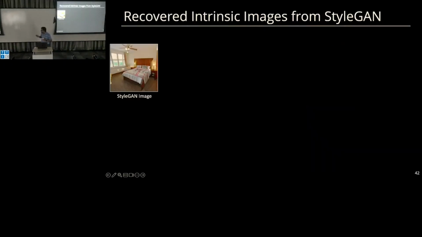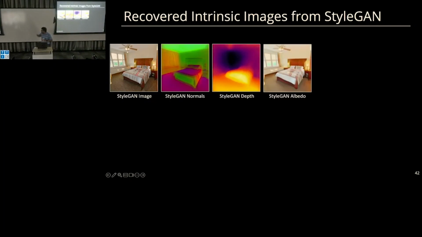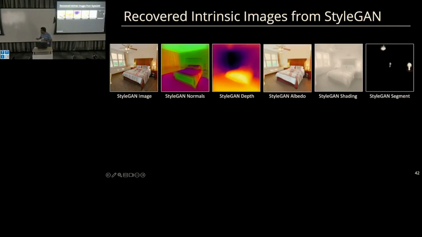So here are results. First, I want to show recovered intrinsic images from StyleGAN. Normals and depth are geometry effects where different colors represent different things. The magenta color that you see here means that the pixels are pointing upwards. Green means that for the ceiling, it's pointing downwards, and so on. For the depth, the bright color means it's closer to the camera. The darker color means that it's farther away from the camera. The albedo is a light independent effect. Shading is a light dependent effect, and we can also segment where the lamps are.